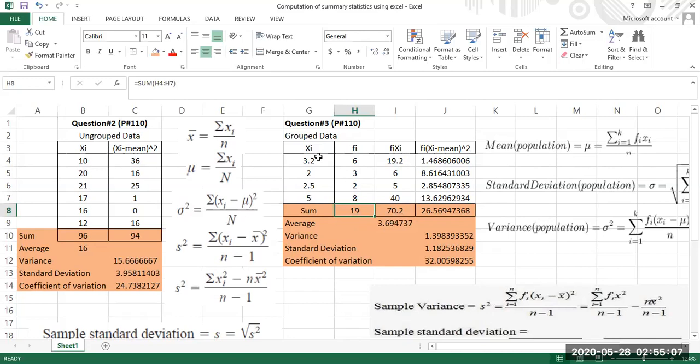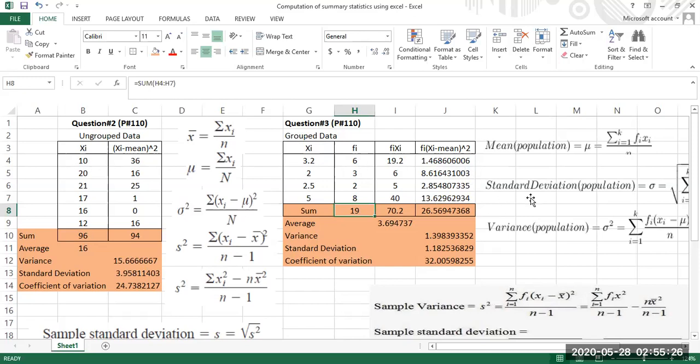Now, please remember, most students commit this mistake: they consider that they have 5 or 4 observations. They do not have 4 observations. Actually, there are 19 observations since we had frequencies. Every number was repeating a few times.